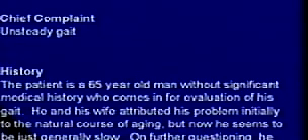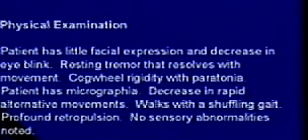No questions. Okay. So let's go ahead and start with case 13. Chief complaint of unsteady gait. The patient is a 65-year-old man without significant medical history who comes in for evaluation of his gait. He and his wife attributed his problem initially to the natural course of aging, but now he seems to be just generally slow. On further questioning, he admits to increasing difficulty with his writing, which has become increasingly harder to read. So, just reading that history of present illness, what is the most likely diagnosis in this particular case?